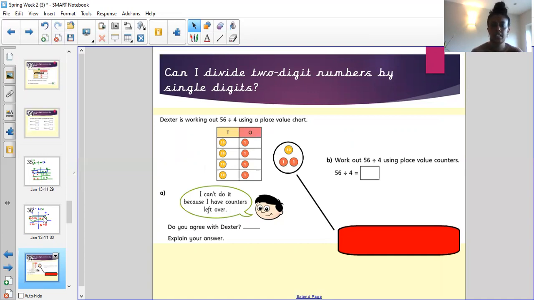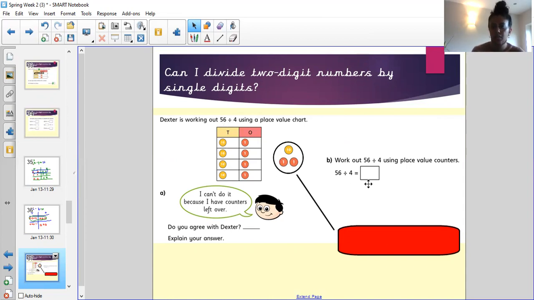So here's a question that says Dexter is working out 56 divided by 4 using a place value chart. So Dexter has split it out into 4 rows, 1, 2, 3, 4, because he is dividing by 4. And he actually has got 5 tens, so 10, 20, 30, 40, and has a remainder because it's actually 50. And again, here has a remainder of 2.